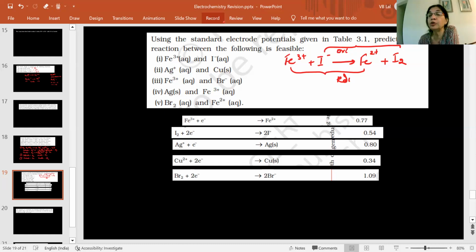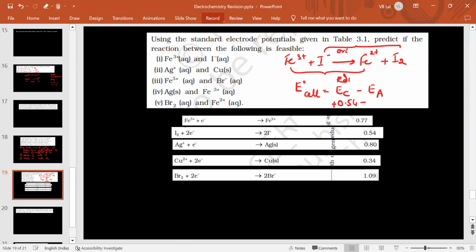So what will be E cathode minus E anode? All the values of reduction potential are given. So for the first one, E0 cell will be equal to E cathode minus E anode. What is the cathode? Cathode is where oxidation takes place. So what is getting oxidized? Iodine. So the value for iodine is plus 0.54. And what is it for iron? I am making a mistake.